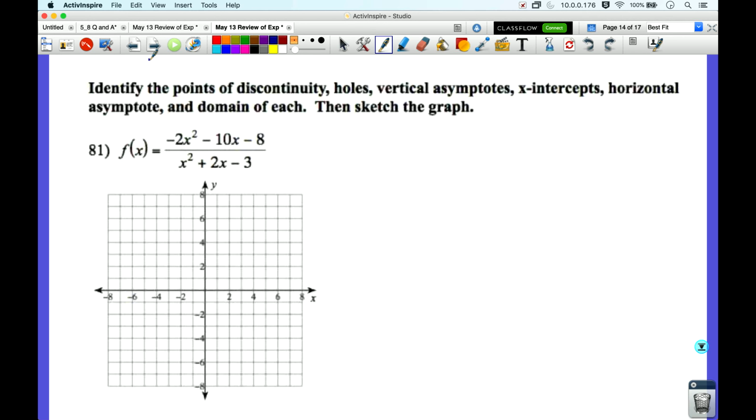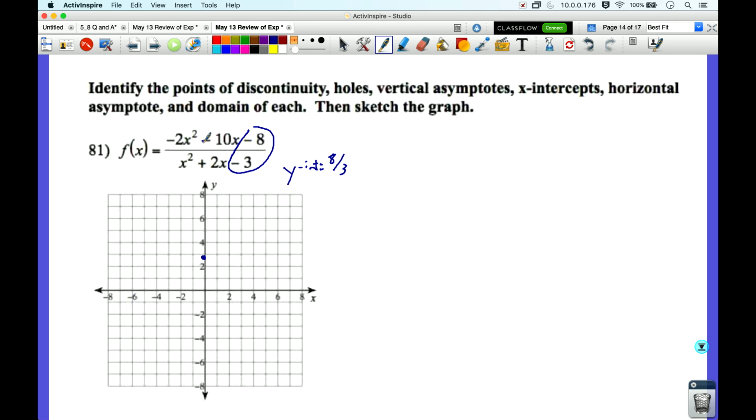So moving on to rational functions a little bit. We've got a rational function, identify the points of discontinuity, holes, vertical asymptotes, x-intercepts, horizontal asymptotes in the domain. So all of that, in order to be able to do that, well, before we factor, we can actually figure out a few things. One thing is the y-intercept. The y-intercept is right here at the end. It's when every other term except for the constants go away. Our y-intercept is equal to 8 over 3, which is 2.6. Put a dot right there.